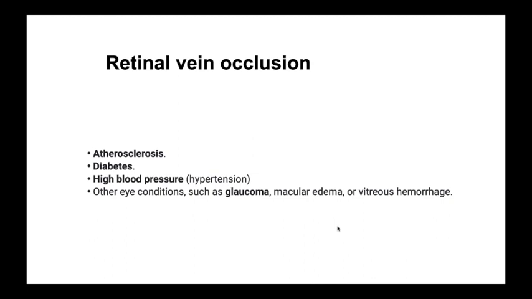Diabetes is a big issue because in diabetes you have vascular abnormalities and vein occlusions are common. And high blood pressure, also glaucoma, because of the high pressure in the eyes, in some cases of glaucoma, that can cause a retinal vein occlusion. Macular edema, vitreous hemorrhage, all these things can be related to a vein occlusion.